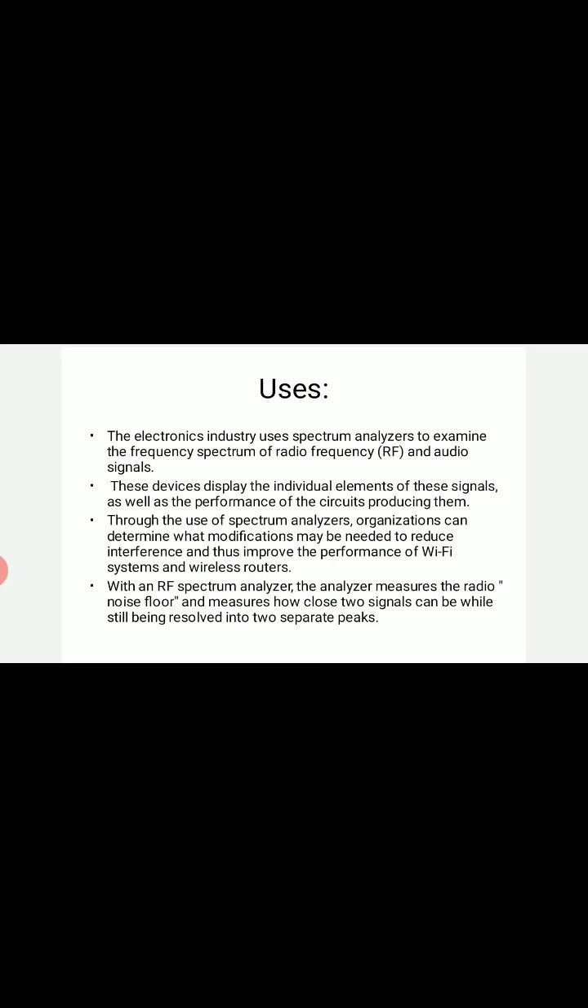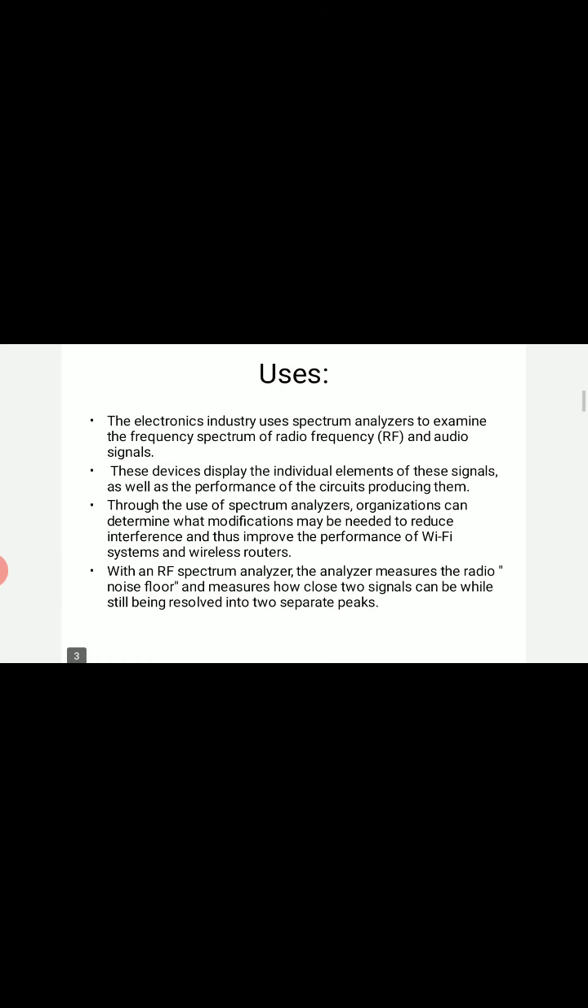With the help of an RF spectrum analyzer, the analyzer measures the radio noise floor. That means it measures how close two signals can be while still being resolved into two separate peaks. A spectrum analyzer can also be used to determine whether or not a wireless transmitter is working according to set standards. Output signals at frequencies other than the intended allowed bands appear as vertical lines on the display. A spectrum analyzer can also be used to determine the bandwidth of an analog or a digital signal.